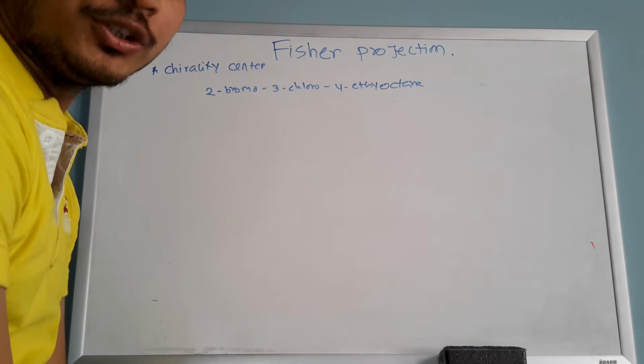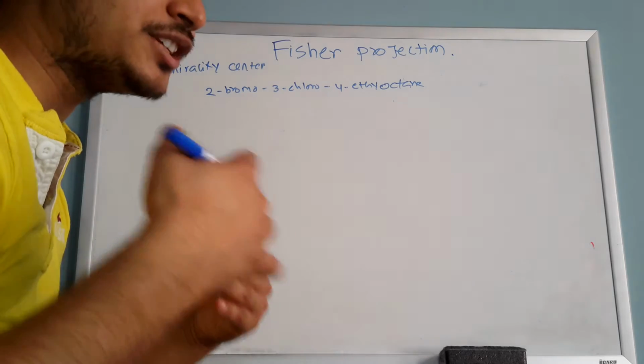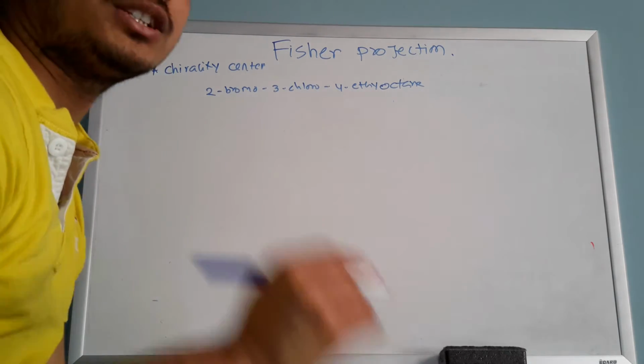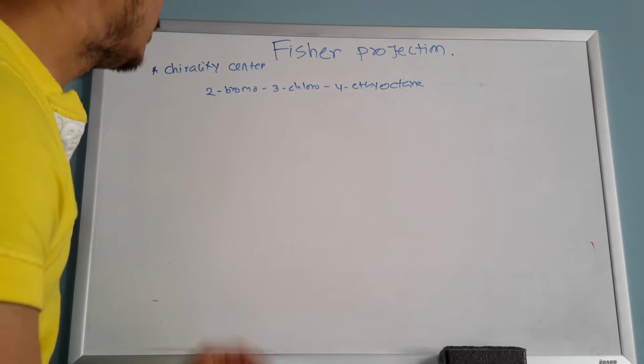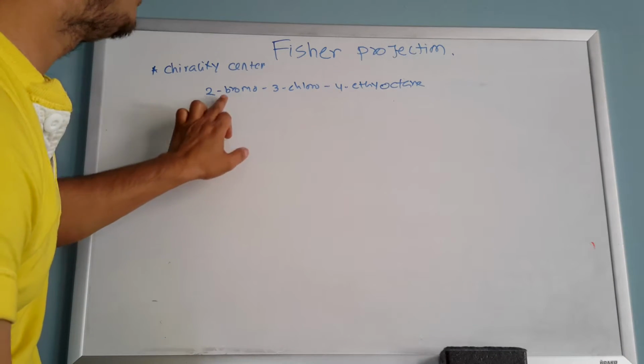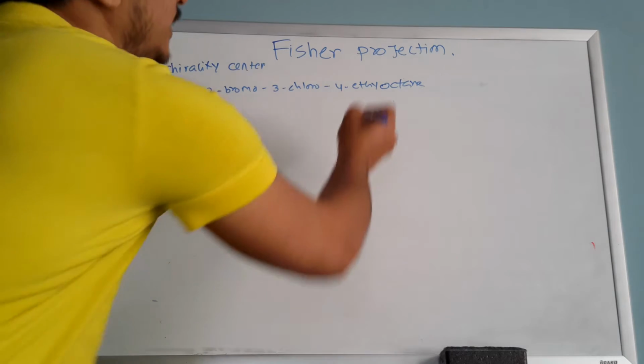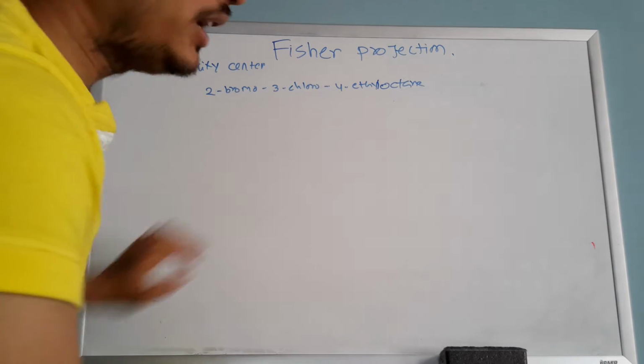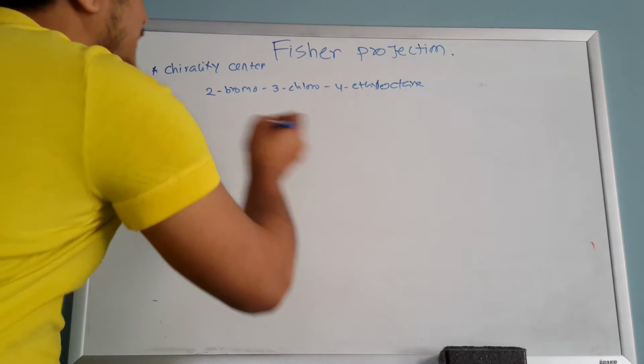How can we find out the Fischer projection? If you want to find out the Fischer projection from any particular molecule, what you have to do first is find out the chirality center. So for example, if you are given 2-bromo-3-chloro-4-ethyl octane, then you want to find out the chirality centers. Octane means how many carbons?